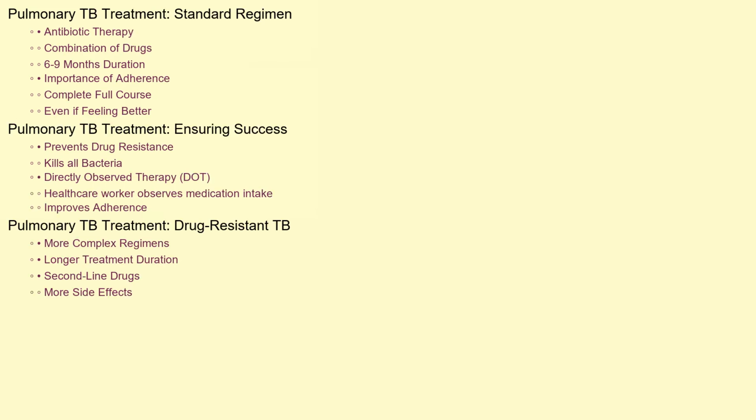Treatment for pulmonary TB typically involves a course of antibiotics, usually a combination of several drugs, taken for 6 to 9 months. It's crucial to adhere strictly to the prescribed medication regimen and complete the full course of treatment, even if you start feeling better. This helps ensure that all the bacteria are killed and prevents the development of drug-resistant TB. Directly observed therapy, or DOT, where a healthcare worker observes the patient taking their medication, is often used to improve adherence. In cases of drug-resistant TB, more complex and longer treatment regimens are required, often involving second-line drugs with potentially more side effects.